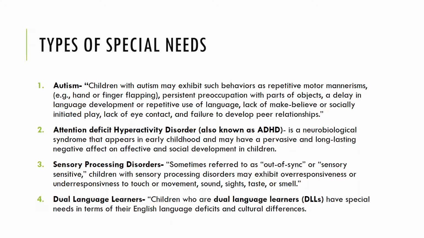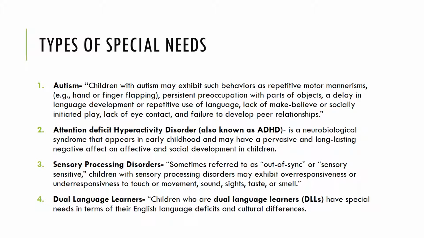It says children with autism may exhibit such behaviors as repetitive motor mannerisms, examples like hand flapping, finger flapping, persistent preoccupation with parts of an object, so they get fixated on one part of an object and don't pay attention to the rest, a delay in language development or repetitive use of language, lack of make-believe or socially initiated play, so this is like they want to sit by themselves or they want to do things alone and they don't realize that they can work in a group. Lack of eye contact and failure to develop peer relationships. That goes back to the lack of make-believe or socially initiated play.